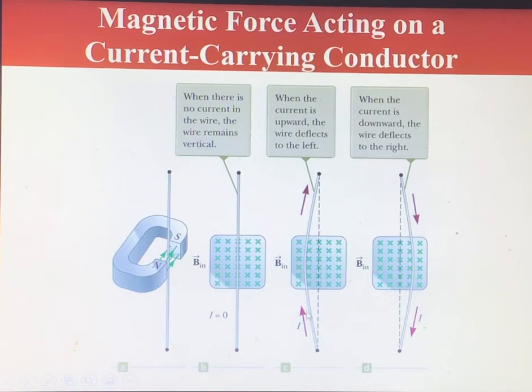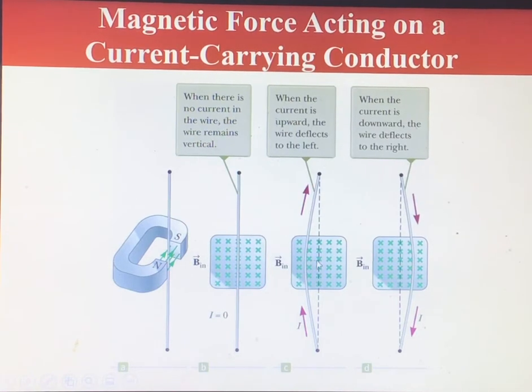Now, when the current is going up, there is a force acting on the left side, so it's pushing the wire to the left. And when the current is going down, there is a force that is pushing the wire to the right side. I just want to mention that in this example, we can calculate the direction of the force using the right-hand rule.